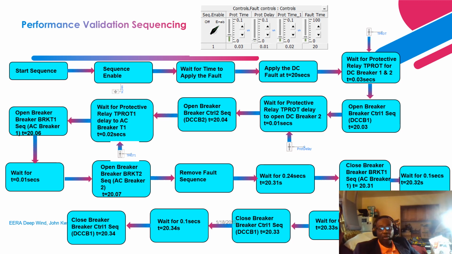So I close the circuit breaker at this time. Then wait for another 0.1 seconds. Then I close AC side circuit breaker 2. Then I wait for another 0.1 seconds. Then I close DC side circuit breaker 1. Then I wait for another 0.1 seconds. Then I close DC side circuit breaker 2. This should be corrected to 2. Then basically I've been able to re-energize my DC network.